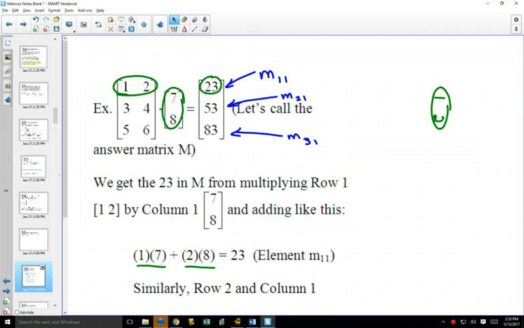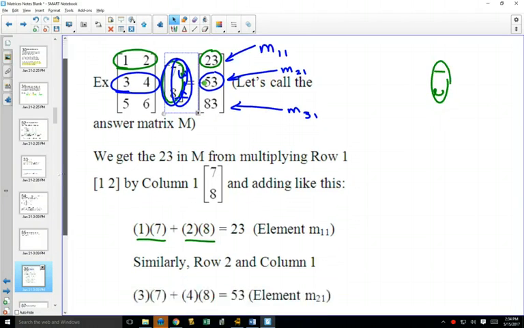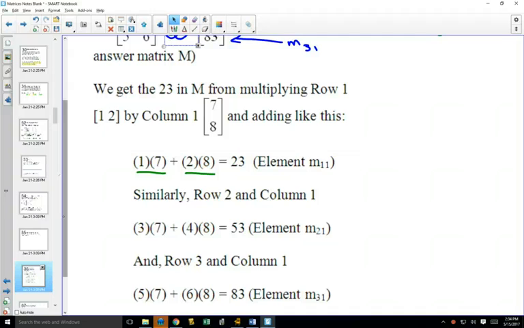Okay. So now, for our second one, we'll color code that one in blue. That one in our answer is in row 2, column 1. So to get that answer, we need to take all of row 2, all of column 1. Notice that the column 1 is the same column that we had before. So we take these two numbers, again, we rotate them and slam them into that 7 and 8. The 3 hits the 7, the 4 hits the 8. Again, I'll underline that one in blue. And then add those two up, and we'd get 53.